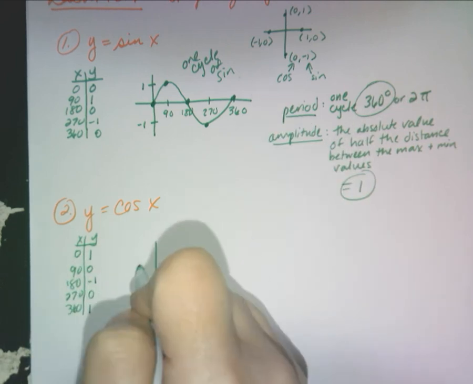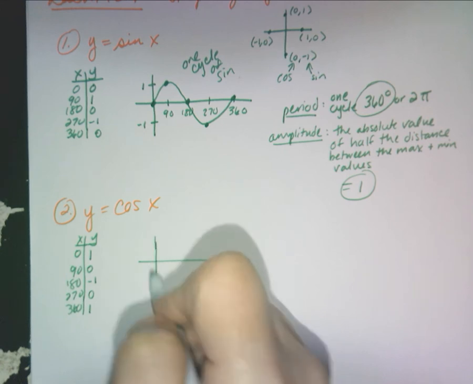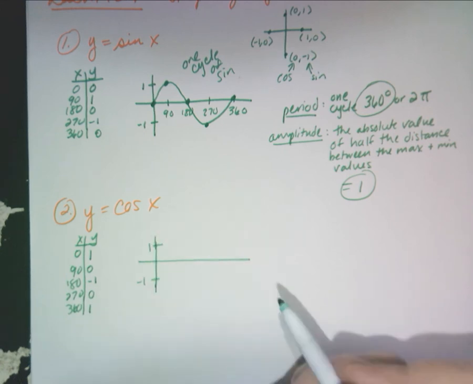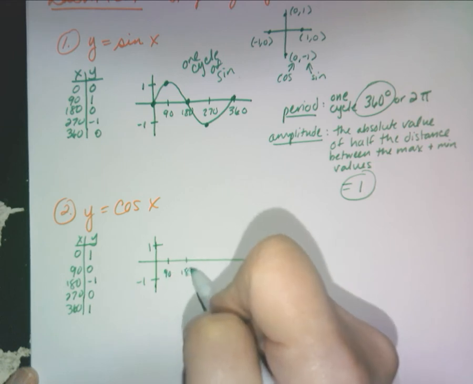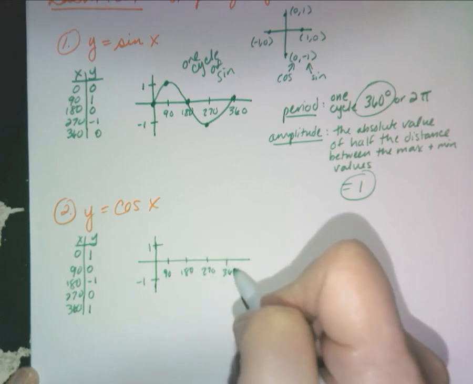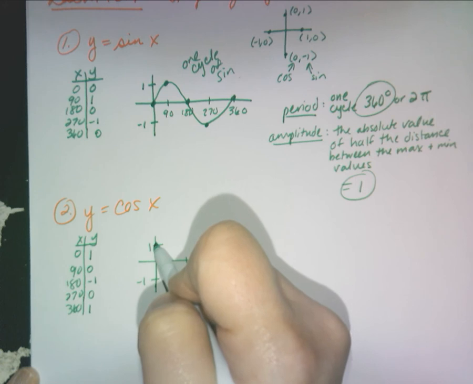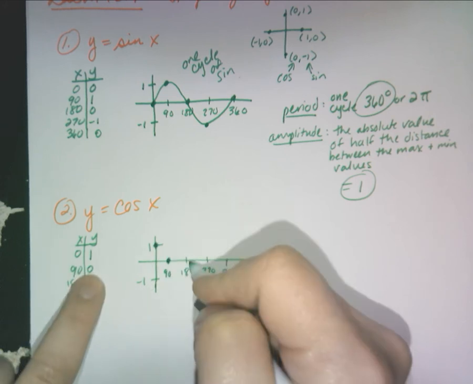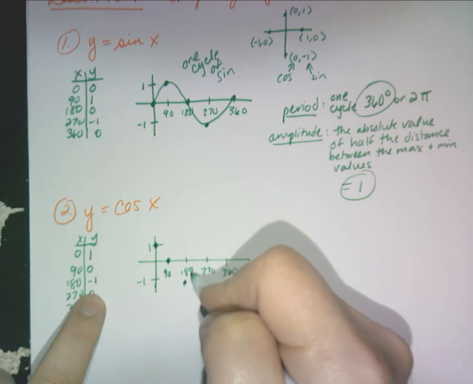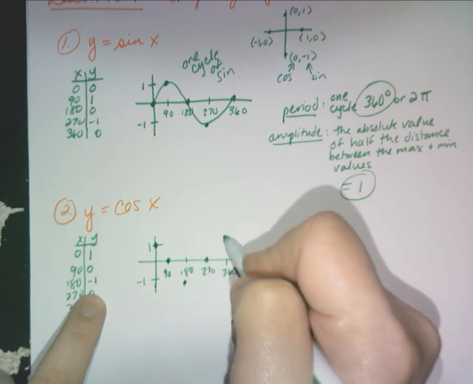So when we graph this one, again, we're only going as high as 1 and -1. So cosine at 0, here's 90, 180, 270, and 360. Cosine at 0 is 1. So you put a dot up here. At 90 degrees, it's 0. At 180, it's -1. Then 270, then 360.